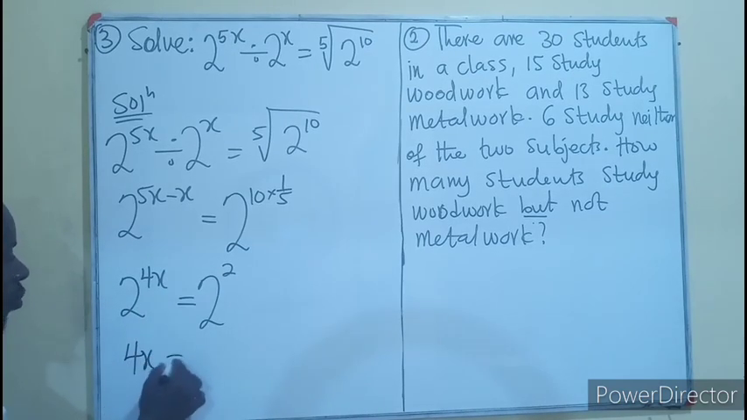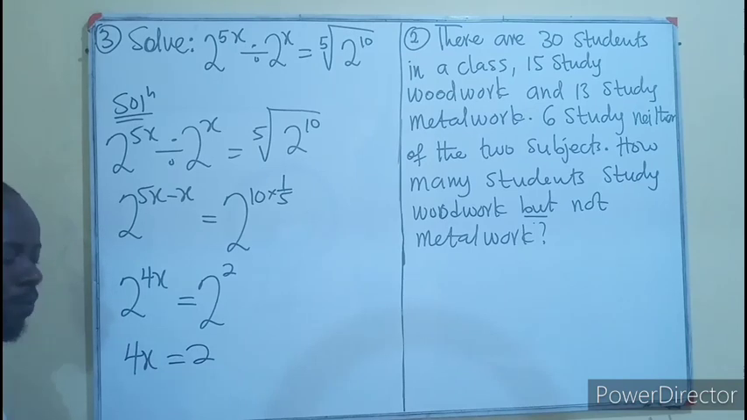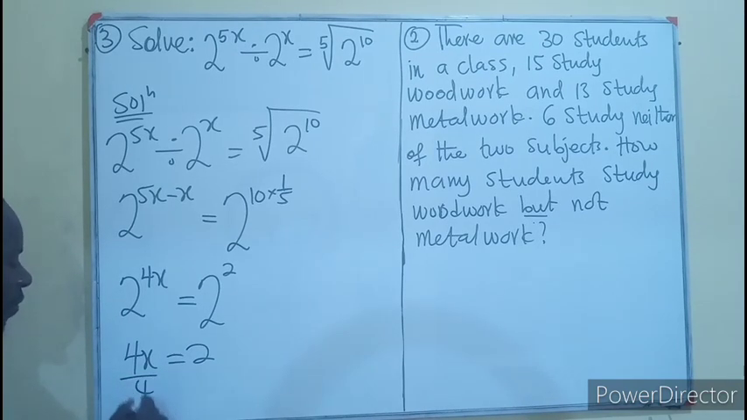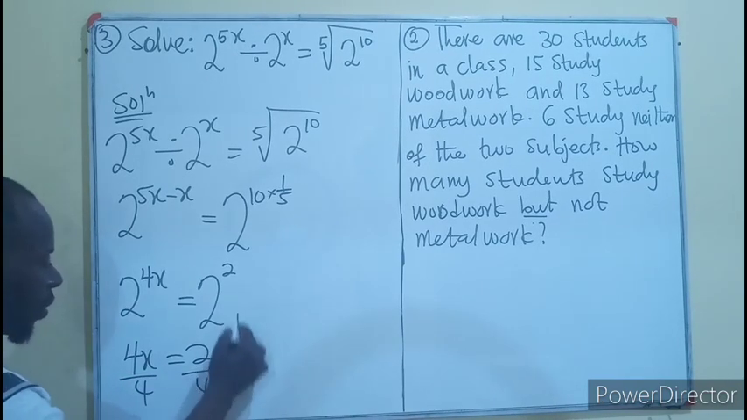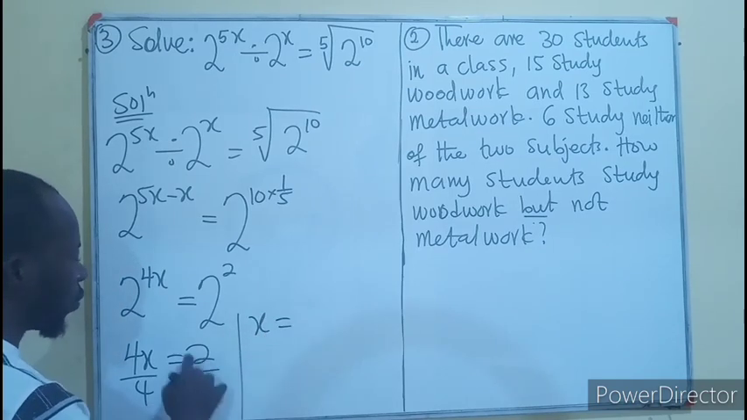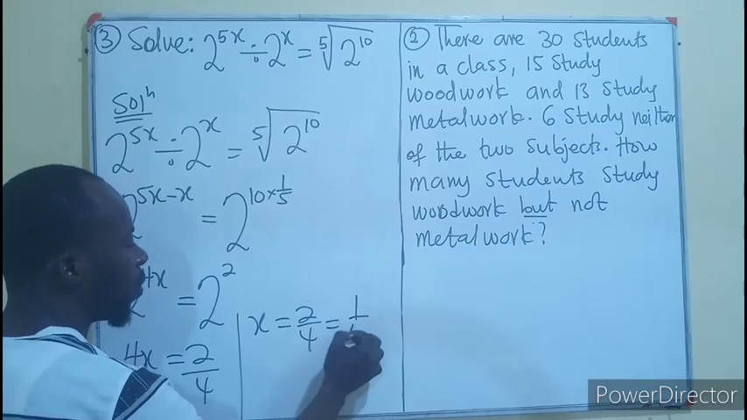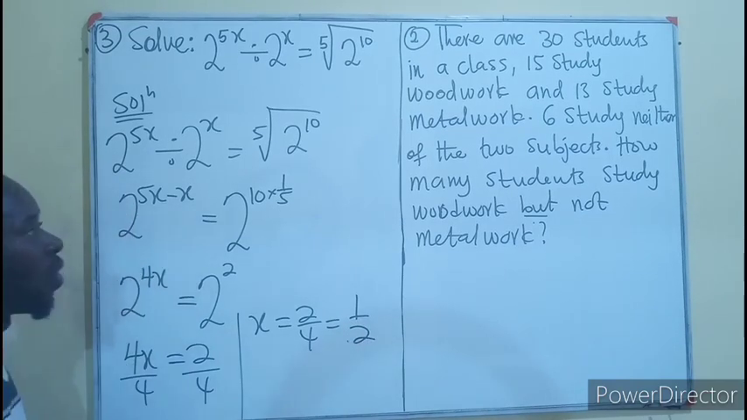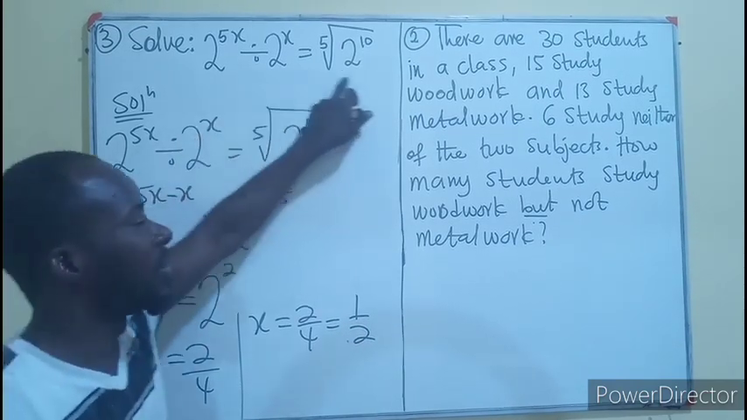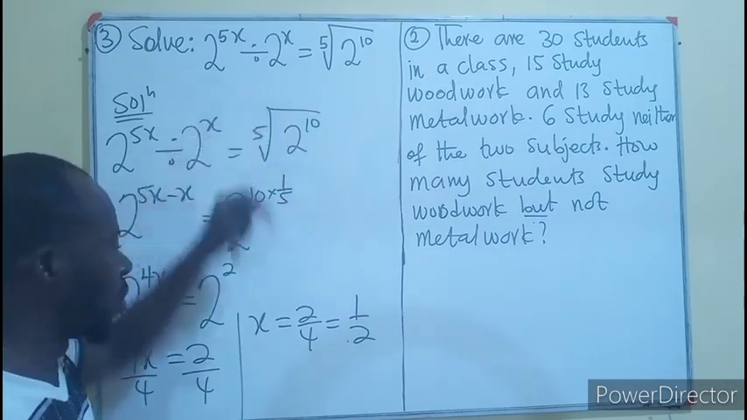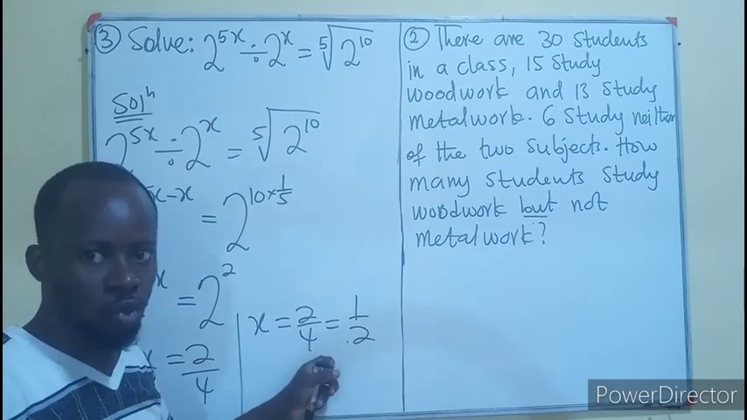Meaning 4x should be the same as what? 2. We need the x, so divide by 4, divide by 4. That will make your x equal to 2 out of 4, the same as 1 out of what? 2. It means the value of x that satisfies this exponential equation will be 1 over 2.